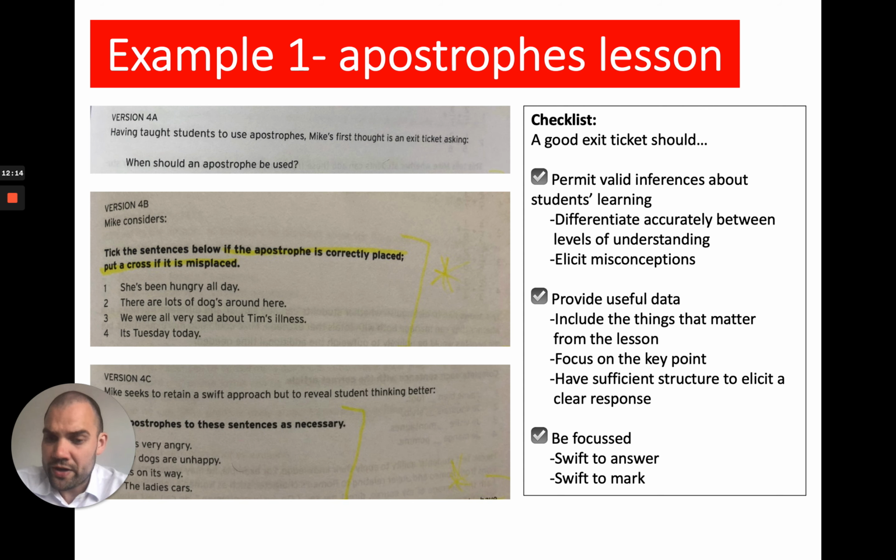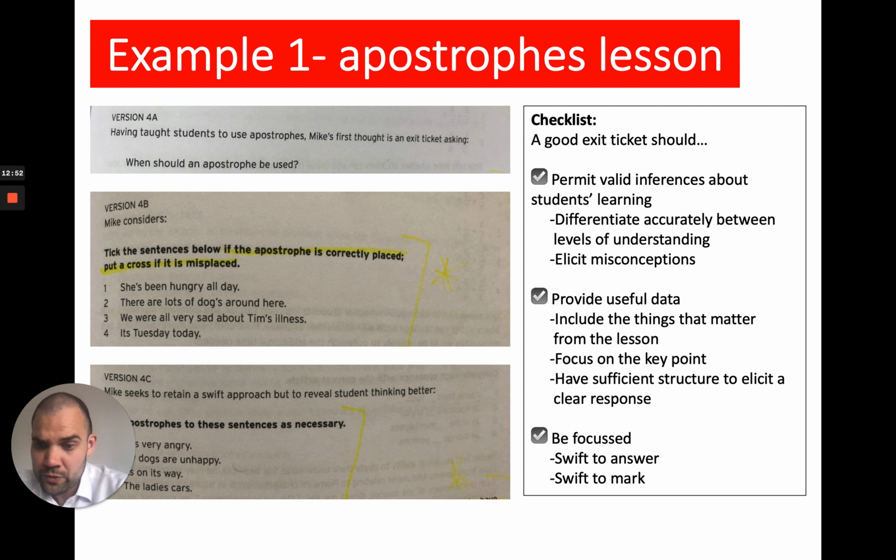If we look at the third iteration of that same exit ticket, you've partly blocked off my Loon video. So we've got: he's very angry, the dogs are unhappy, and it's on its way, the lady's car. Now, the point about this last exit ticket is that in each of these sentences, they have to add an apostrophe if it's necessary. And each sentence stem is based upon a misconception about apostrophes. So you can track from how students respond which misconceptions they hold.